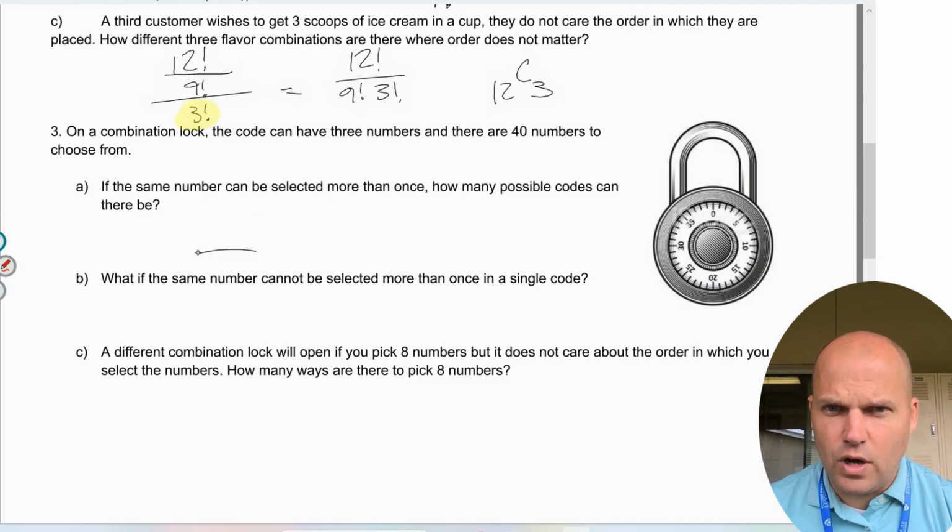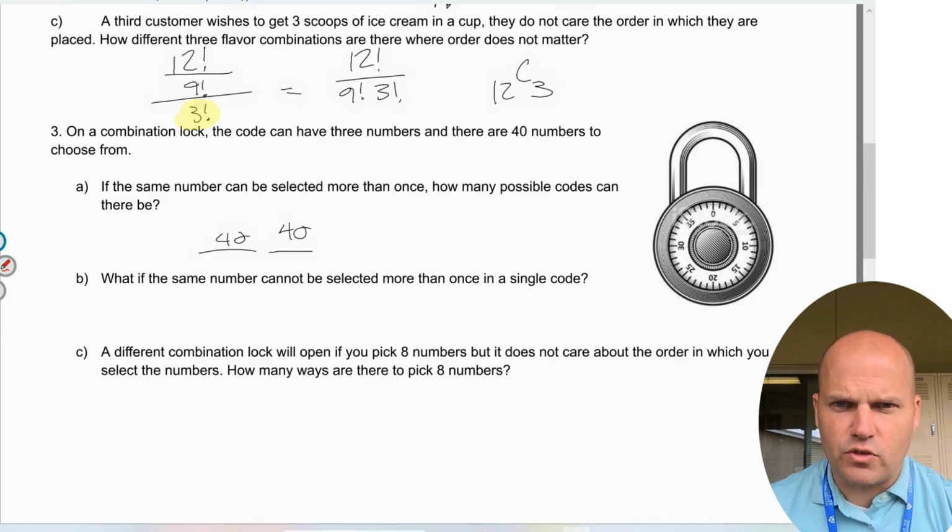So 3 numbers. We'll have 40 choices for the first, 40 choices for the second, 40 choices for the third. 40 times 40 times 40.